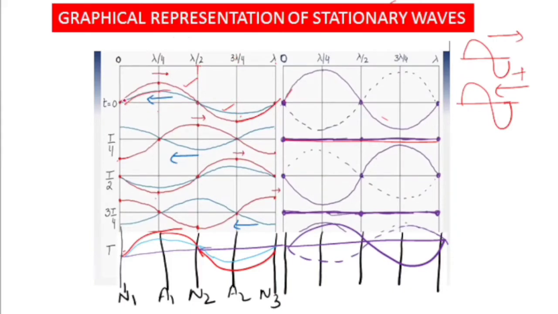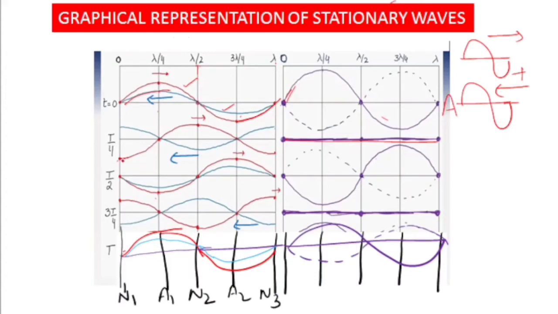Now initially, when these two waves travel in opposite directions, what happens? These two waves are in the same phase. Same phase means the crest of one wave superimposes on the crest of another wave, and the trough of one wave superimposes on the trough of another wave. Hence the resultant amplitude is maximum, and a wave is formed like this one. Maximum means the first antinode is formed.